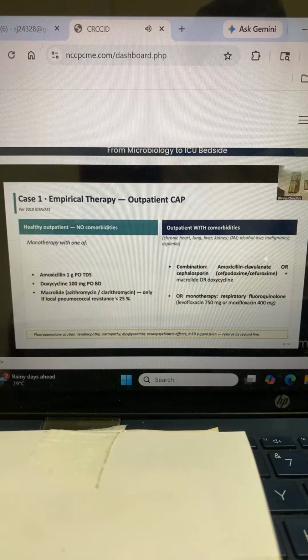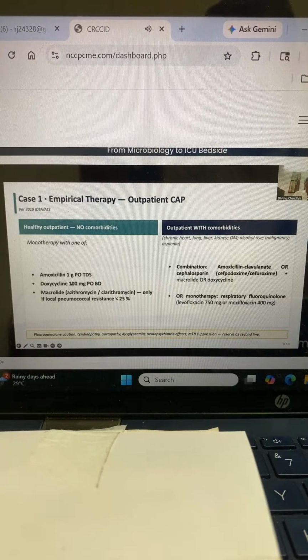Empirical therapy, as far as outpatient CAP is concerned, if there is no comorbidity, monotherapy is good enough. All data talks about amoxicillin, but in the Indian context, by and large, we are using beta-lactam inhibitors, because our NCCP and ICS guidelines have said that, and the same has been told to us by the ICMR guidelines for management. But doxycycline is something which is being underused. Macrolide, we must use it, but remember, we still need to know the local pneumococcal resistance data. It is increasing, but if it is more than 25%, then macrolide is not suitable. So again, you need to know the area.